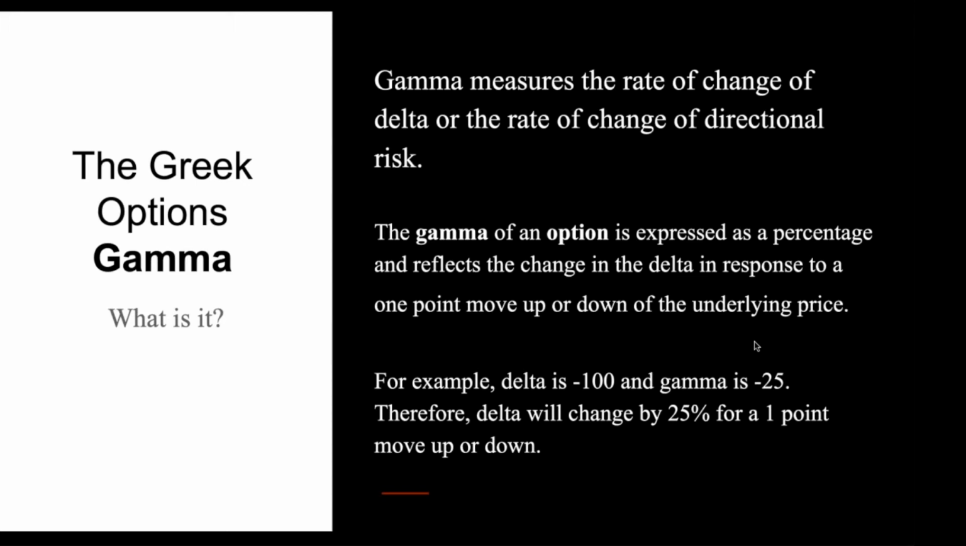If you had -100 delta and your gamma was -25, therefore delta will change by 25% for every 1-point move up or down. This is just giving you a percentage. Your rate of change, your directional risk, is changing by 25% every 1 point up or down. Is that a lot? Is that a small amount? We teach you those kinds of things at the Dorian Way.